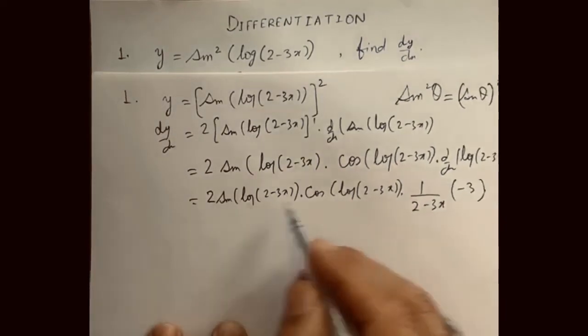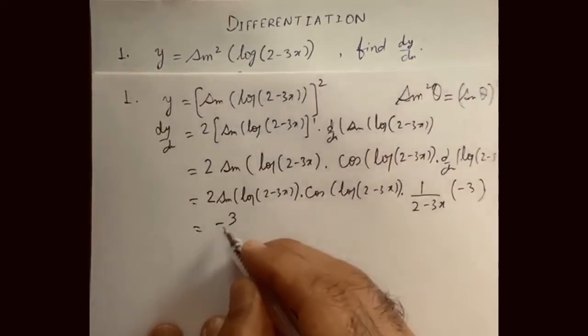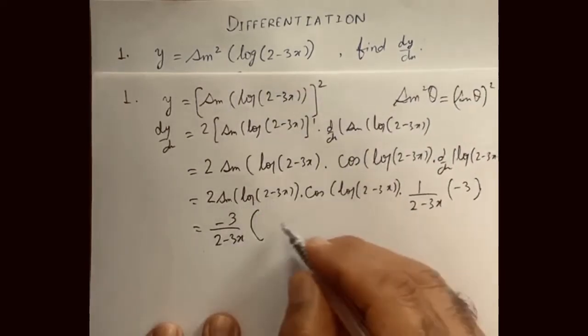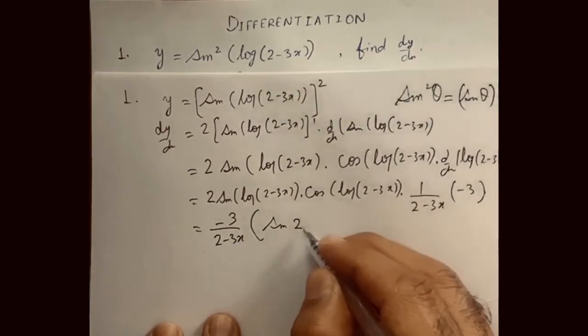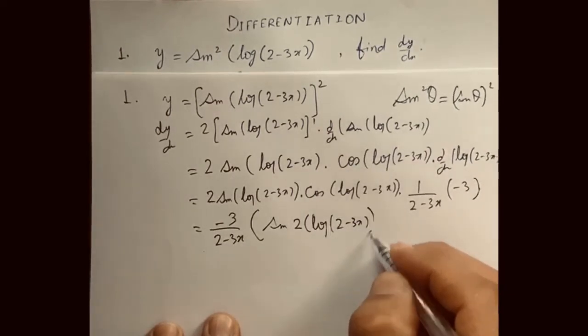So this is 2 sine theta cos theta. So let us write this term first. Minus 3 upon 2 minus 3x. 2 sine theta cos theta is sine of 2 theta. Sine of 2, this is log 2 minus 3x. So this is your answer.